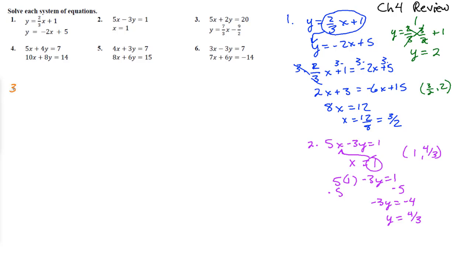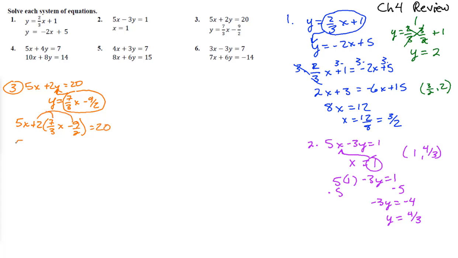Number 3: 5x plus 2y equals 20, and y equals 7/3 x minus 9 halves. Lots of fractions in this one, but since y is already solved for, we'll do substitution. We get 5x plus 2 times (7/3 x minus 9 halves) equals 20. Then the 2 distributes, so we get 5x plus 14/3 x minus 9, just 18 halves, equals 20.